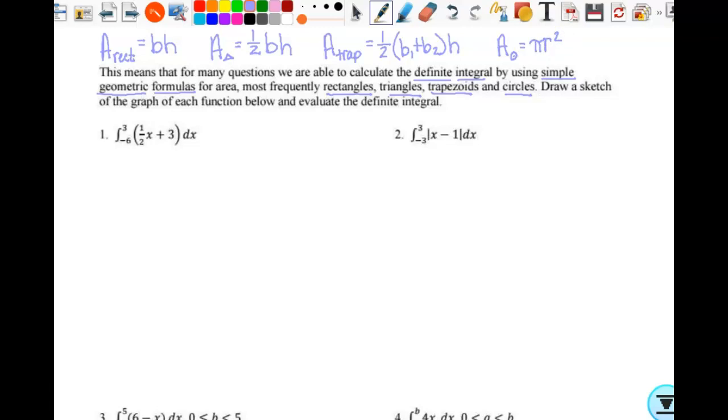Here's a little side note. What's the circumference of a circle? 2 pi r. Now that you're in calculus, what do you notice? Its derivative. Yep.